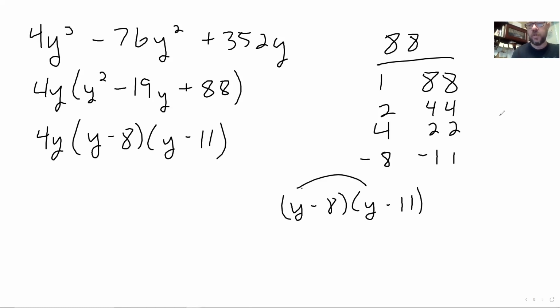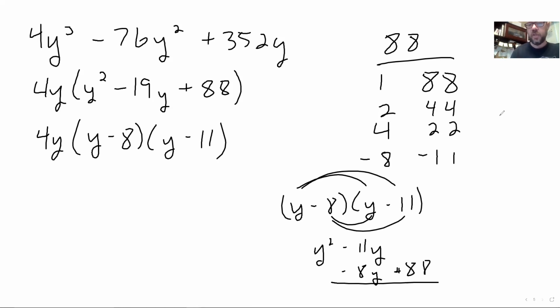So we're going to have y squared minus 11y minus 8y plus 88. That looks pretty good to me. That looks like y squared minus 19y plus 88, which is what I wanted. Now, so this looks good. So now what we want to do is check to make sure that if I multiply the 4y back in here, that I would get my original problem, right? So I'm kind of checking in 2 steps.